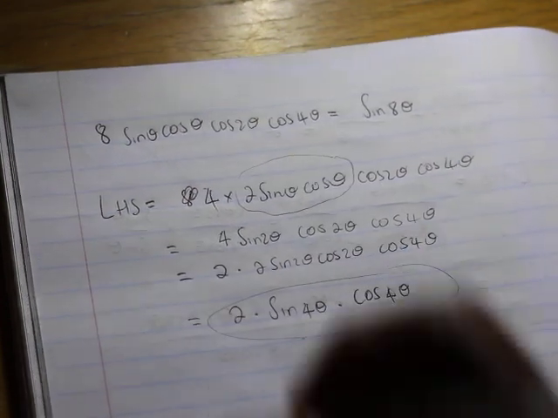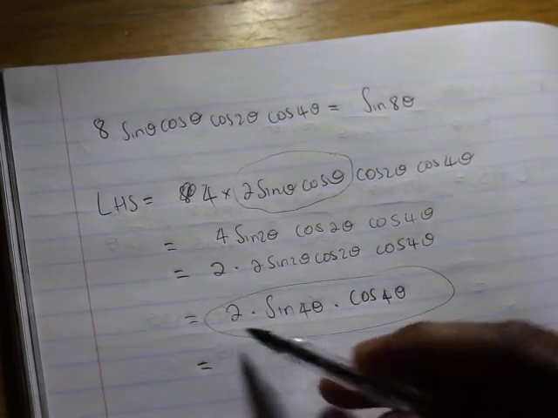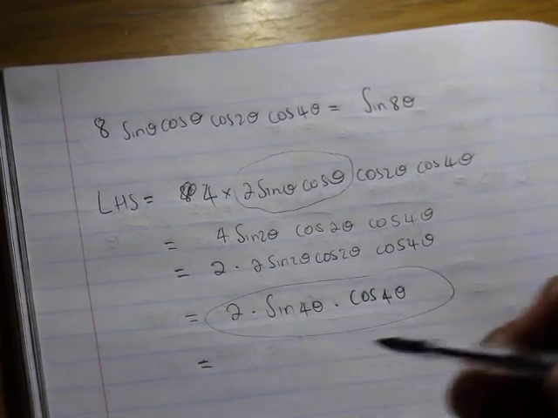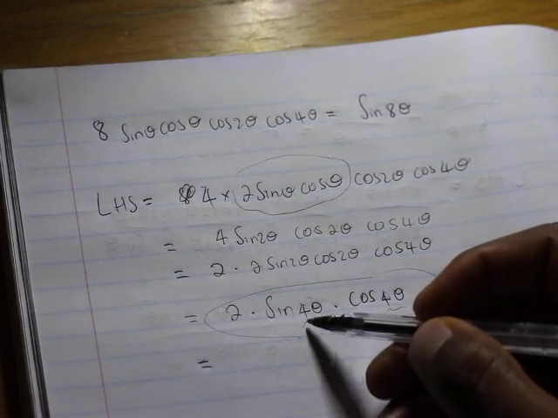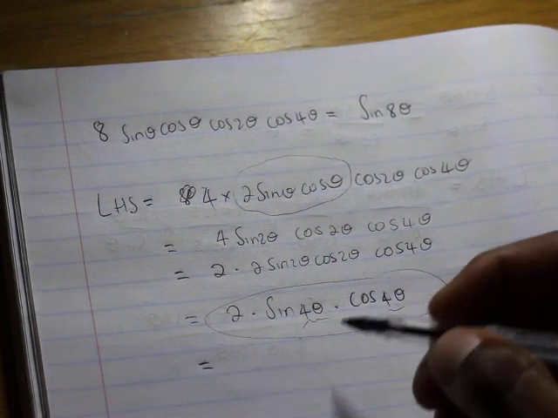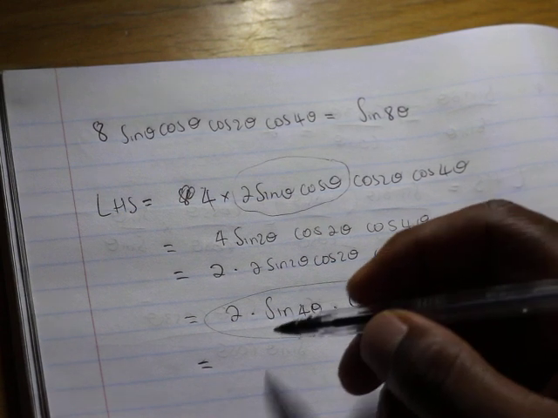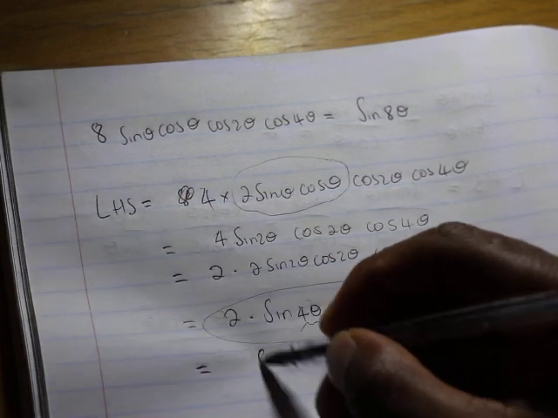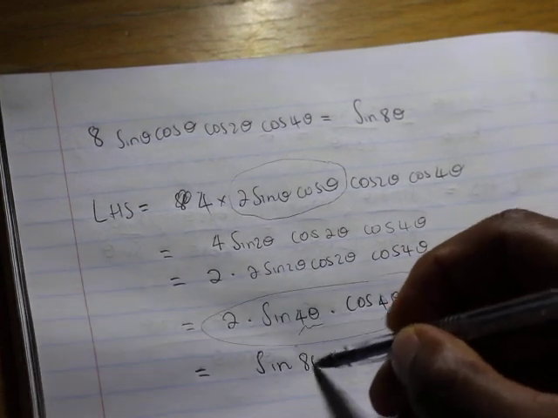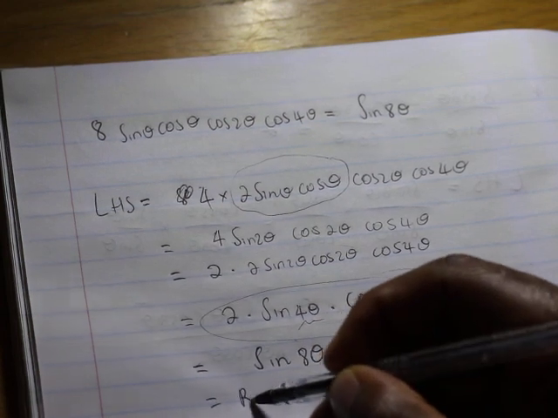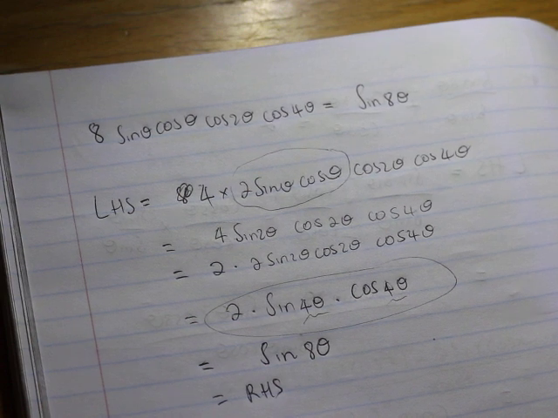Okay. So now we need to break that down as well. But if you check, this is similar to 2 sine 4 theta cos 4 theta. As long as the two angles are identical and there's a 2 in front, then we can look at it as the sine double angle. So it becomes sine, this is 4, so this is going to become 8 theta, which equals the right hand side. Everyone happy?